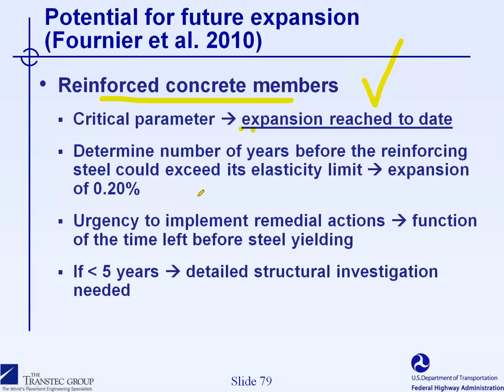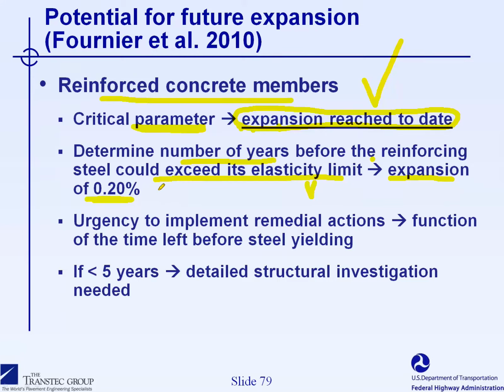In the case of reinforced concrete members, such as in bridge structures, the critical parameter that we consider is the expansion reached to date. Why is that? It's because the problem in reinforced concrete structures is really the number of years before the reinforcing steel could exceed the elasticity limit. According to the literature, this could occur when the expansion of the concrete element has reached about 0.2% and above.